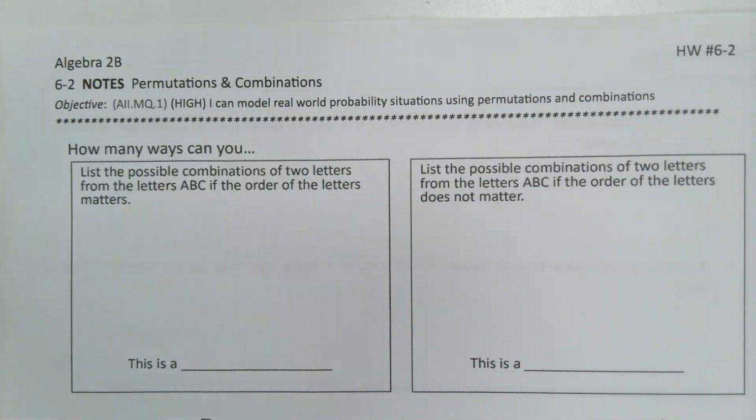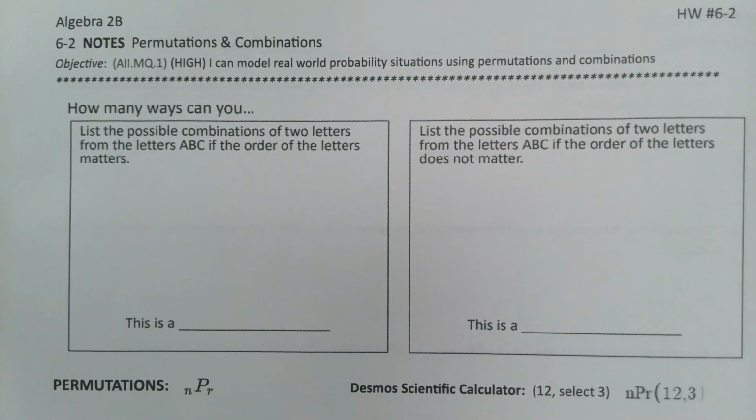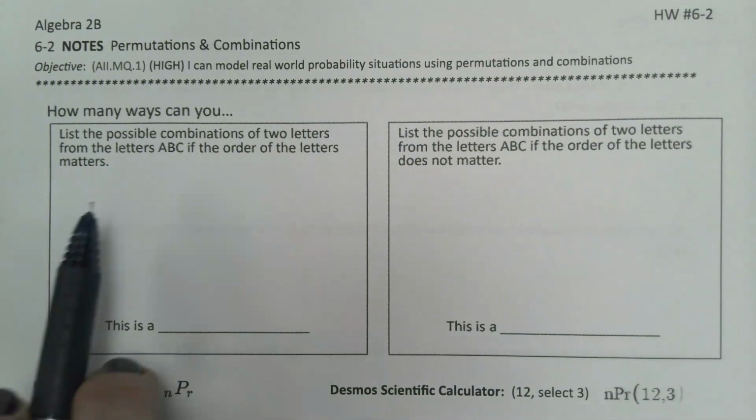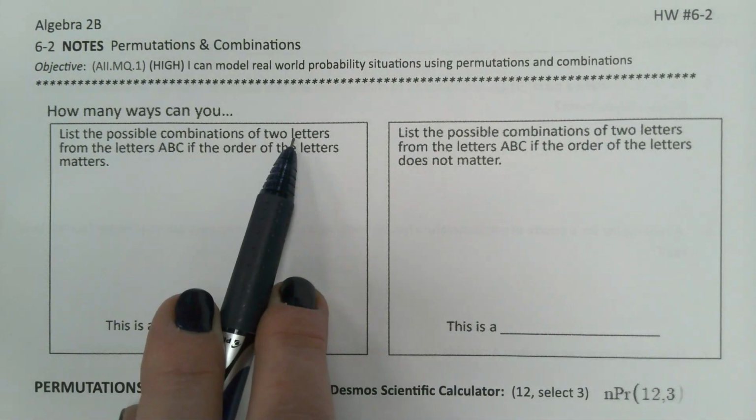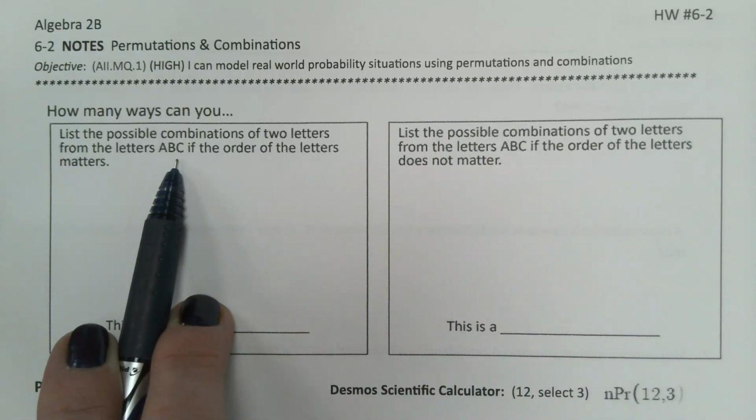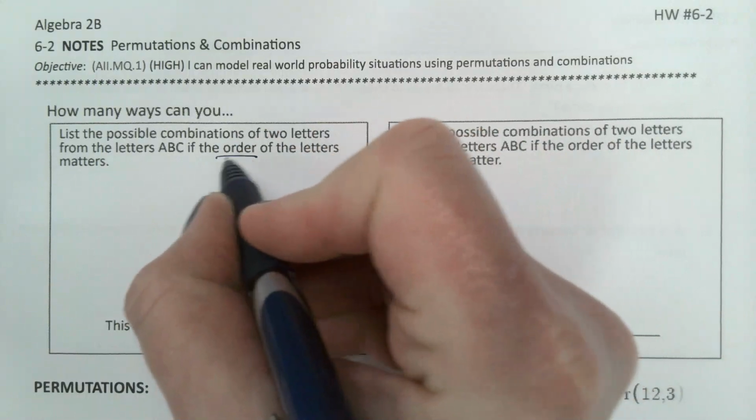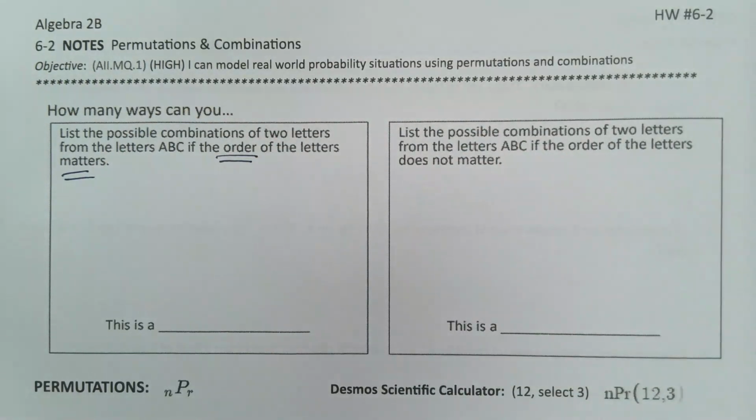Hey Algebra 2, welcome. Today we're going to learn about permutations and combinations. So permutations and combinations are different counting methods. So over here on the first one, how many ways can you list possible combinations of the letters A, B, and C if the order matters?